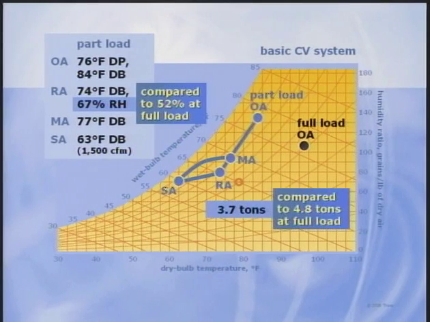Notice that the cooling coil, which was sized for 4.8 tons at full load, uses only 3.7 tons at this load. So the increase in relative humidity at part load is not an issue of the coil being undersized. It's an issue of how the system is controlled. The thermostat reduces coil capacity to match sensible load and at the same time reduces latent capacity.